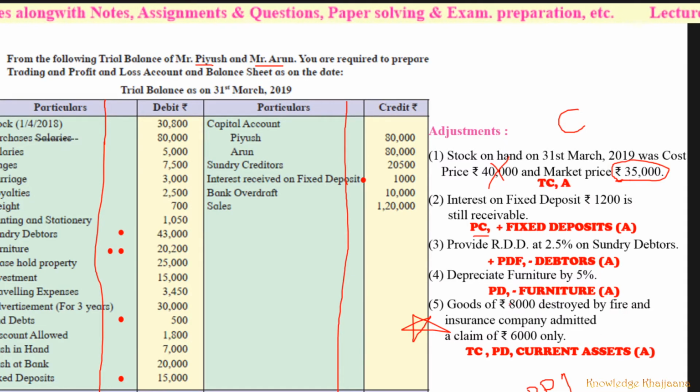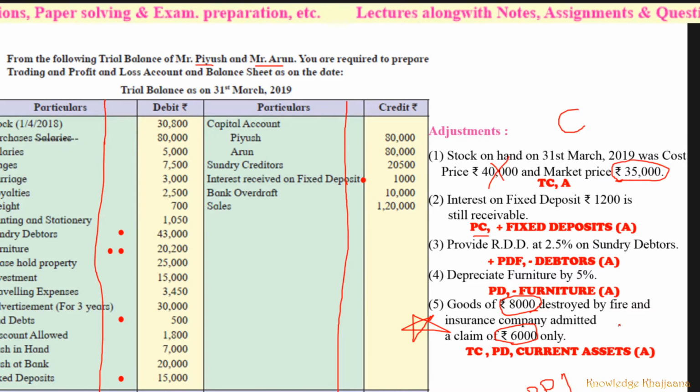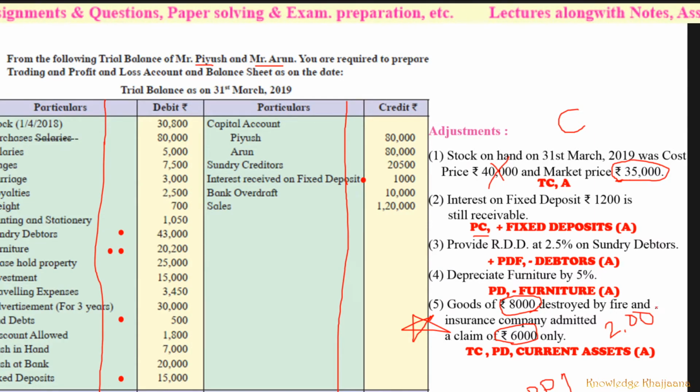What does this mean? We were having goods of rupees 8,000 which were destroyed by fire. But as we had taken the insurance policy for the goods, for the stock, the insurance company accepted our claim, and they were ready to pay us rupees 6,000. Our goods were of rupees 8,000, so our net loss is rupees 2,000, because we got 6,000 against the loss of 8,000.